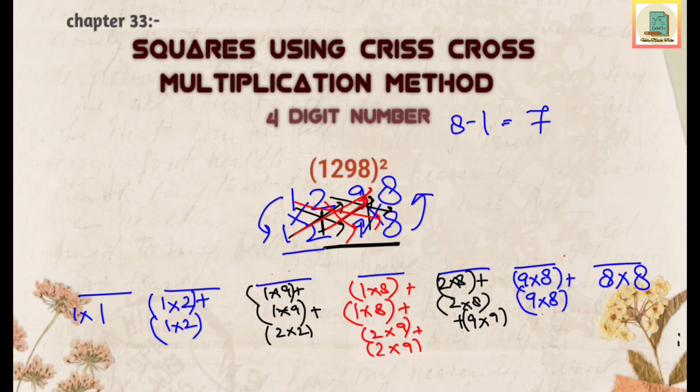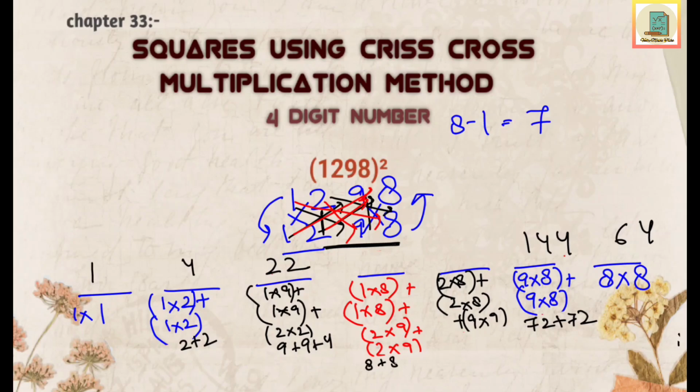So now let's start the calculation. So 1 multiplied by 1 we get 1. 8 multiplied by 8 we get 64. Now here 9 multiplied by 8 is 72 plus 72 we get 144. Now here 1 multiplied by 2 plus 2 we get 4. Here 9 plus 9 plus 4 we get 22. Here 8 plus 8 plus 18 plus 18, we get 52. And here 16 plus 16 plus 81, we get 113.